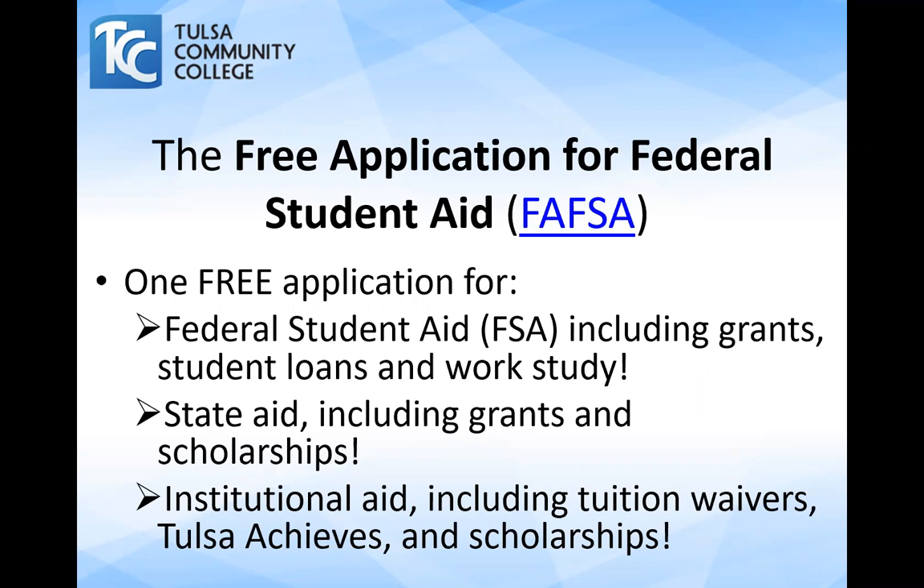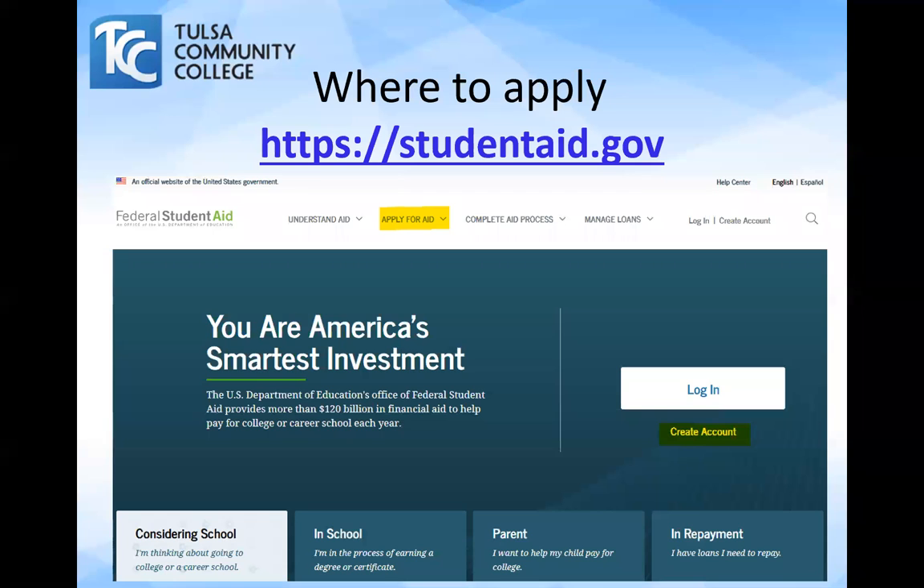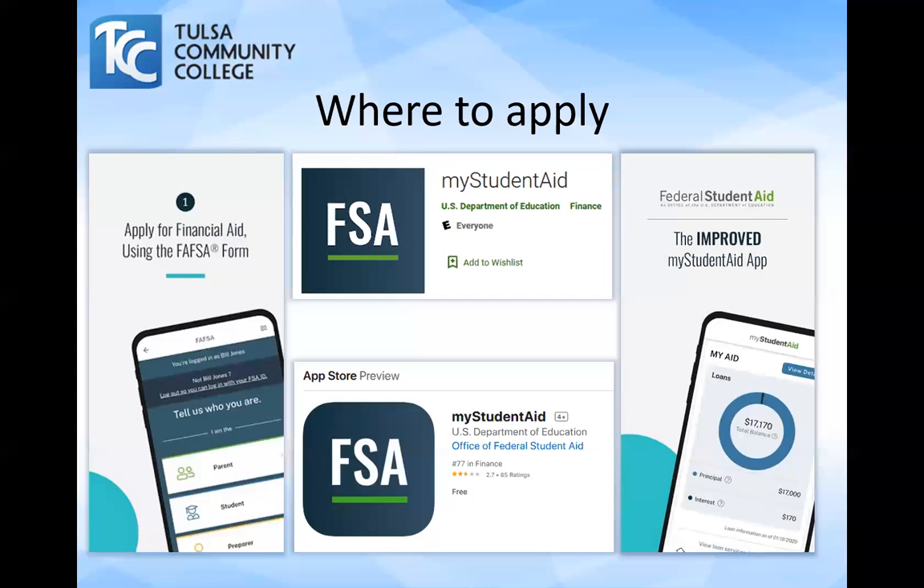You should submit a new FAFSA application as close to October 1st as possible each year. If you are a Tulsa Achieves or Oklahoma's Promise student, you are also required to submit a FAFSA each academic year. The FAFSA application can be submitted at studentaid.gov. You can also submit a FAFSA through the My Student Aid app available for Apple and Android.